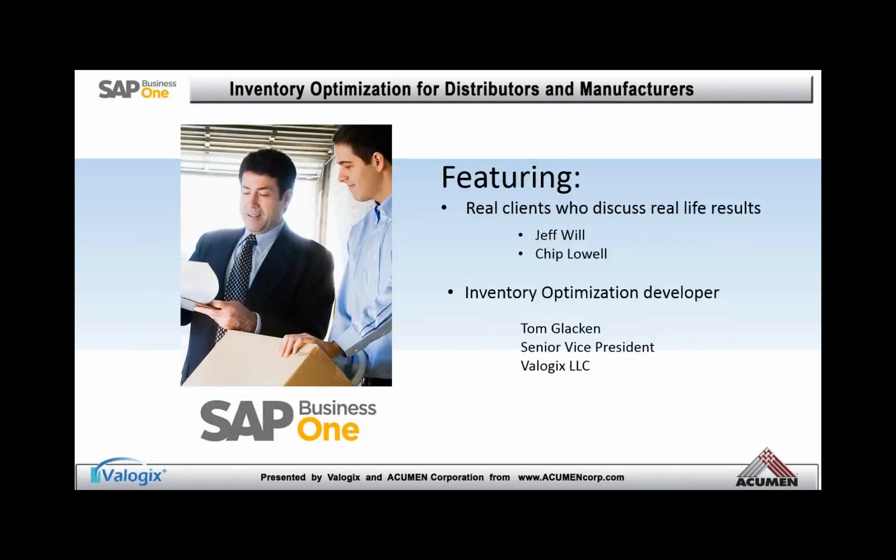Our presentation will include stories from real clients with real-life results. Both Jeff Will and myself, Chip Lowell, are prior Acumen clients. You will then see a real-time demo on inventory optimization by our partner, Tom Glackin, with Velogix.